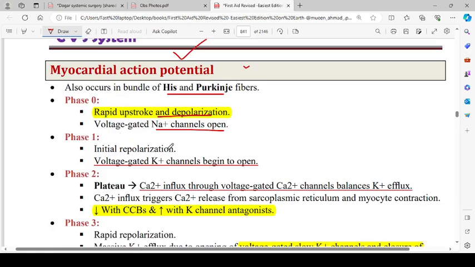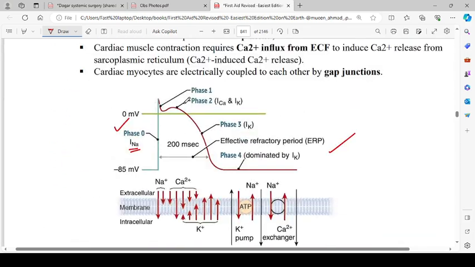Then we have phase 1. Phase 1 is initial repolarization. Voltage gated potassium channels begin to open. In phase 1, the slight repolarization occurs because potassium channels start to open and potassium starts moving out, but this is counterbalanced by the calcium entry which happens in the plateau phase, phase 2.